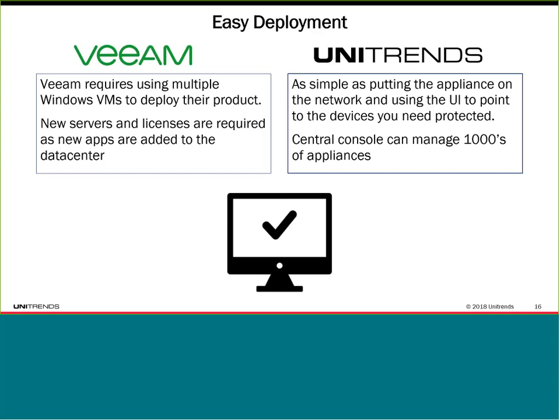With Unitrends, there is no need for licensing. Agents aren't licensed, applications aren't licensed, even the machines aren't licensed. The appliances themselves are just capacity-based. So it's just how much data do you have and what size appliance do you need. So if you're looking for a simple solution when it comes to management and quoting and licensing, Unitrends definitely wins when it comes to that.